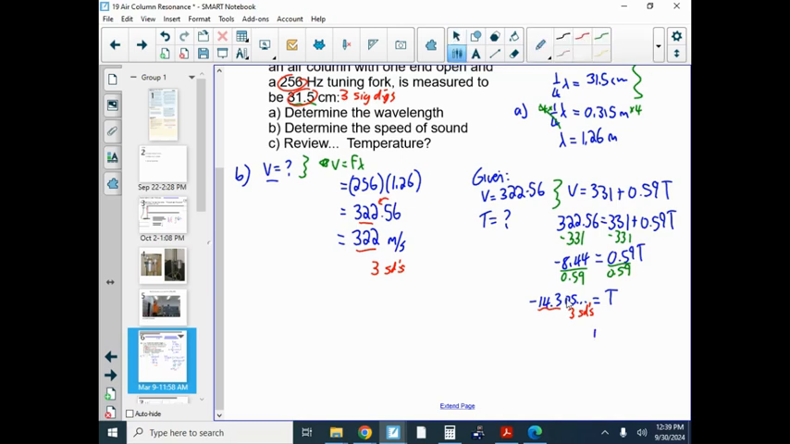So our final answer here, temperature, we'd say, okay, well, we're pretty confident that the temperature was approximately 14.3 degrees Celsius, the 0.3 being an estimated value based on the 6 from 256 and the 5 from 31.5 being estimated values. That's how the numbers combined.